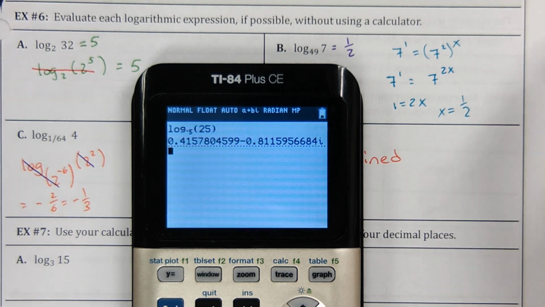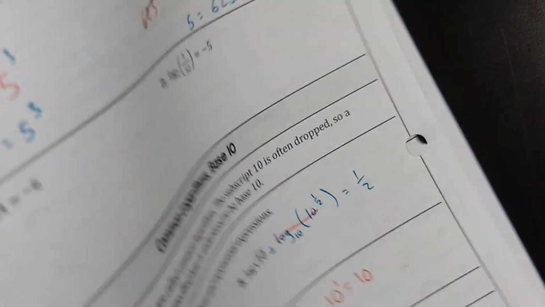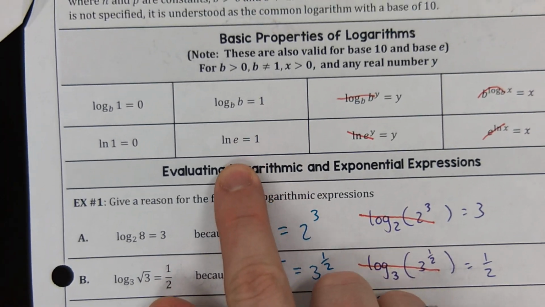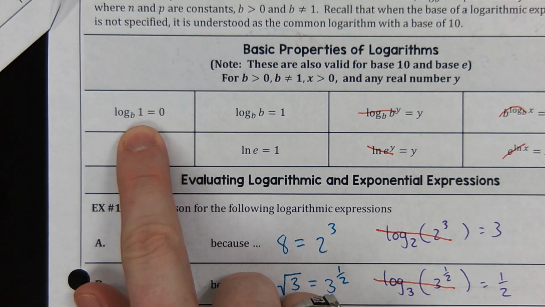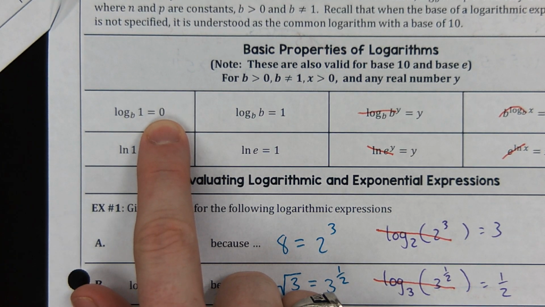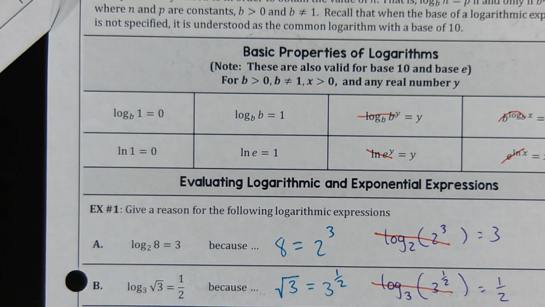The argument's allowed to be 1 because, where the heck is it? Right there. So if the argument is 1, it automatically equals 0. But the base can't be 1, and neither the base nor the argument can be 0 or negative. Both the base and the argument must be positive, and the base cannot be 1.